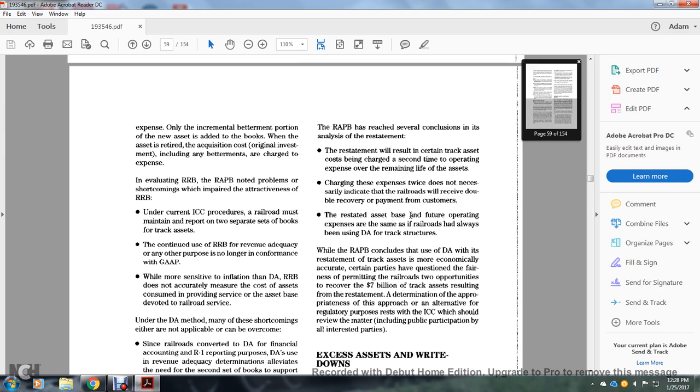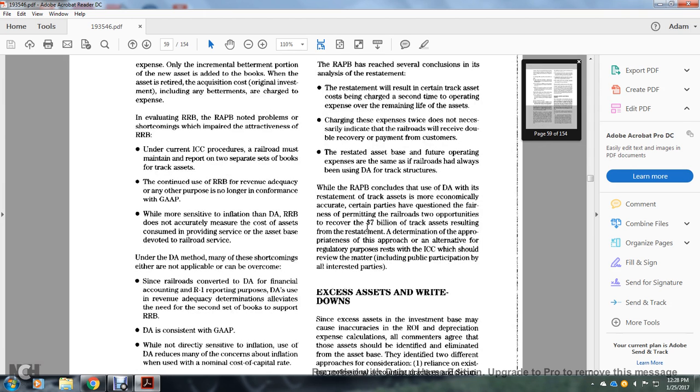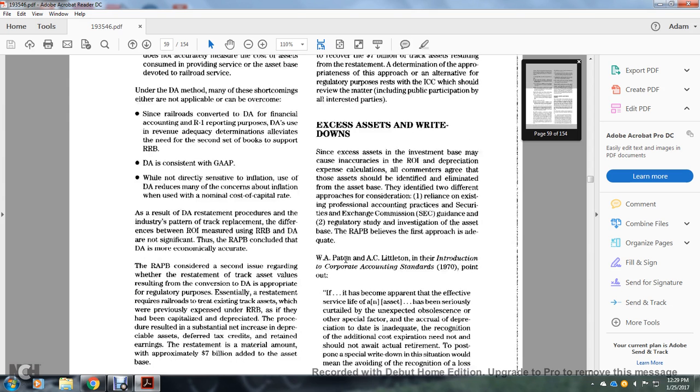from the customer. The restated asset base for future operating expense for the same railroads had also been used for depreciating accounts for the track structure. The Railroad Accounting Principles Board concluded that depreciating accounts with the restatement of the track assets is more economically accurate. The question of the fair part of permitting the railroads the opportunity to recover the sale of the tracks resulting from the restatement determination, appropriate with the alternative regulatory purposes, was addressed by the Interstate Commerce Commission, which should review it with public participation from all interested parties.